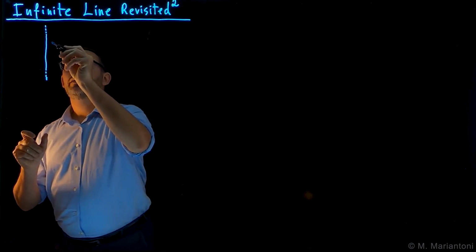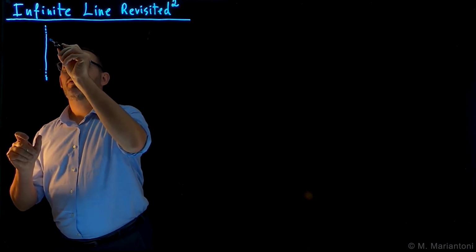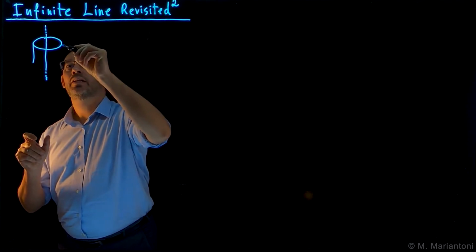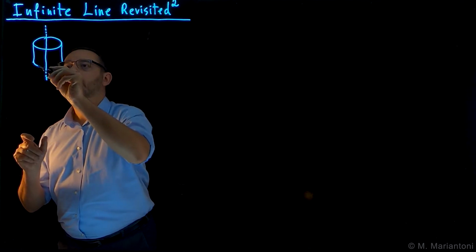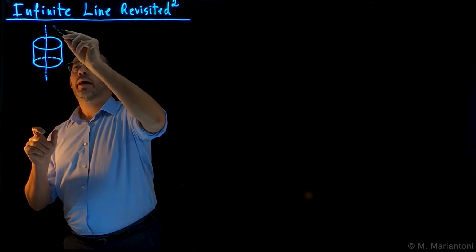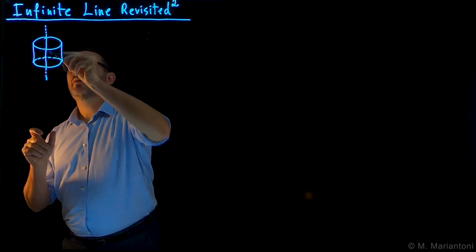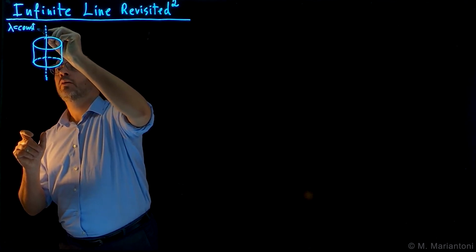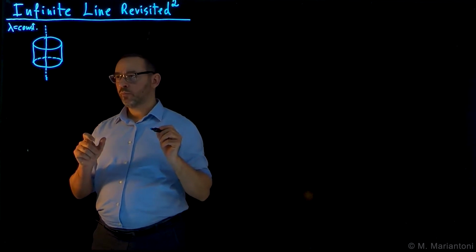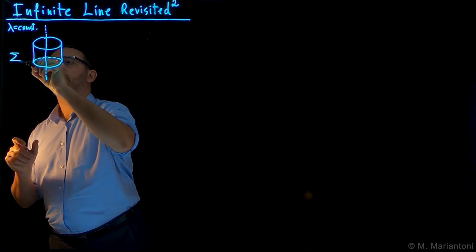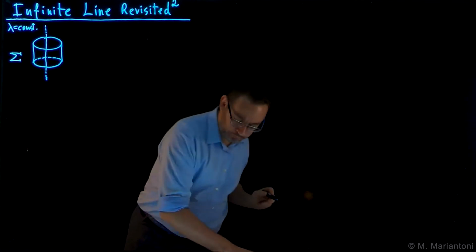I remind you that in a previous video we solved this problem considering a Gaussian surface of this type, a cylinder, which we called capital sigma, which had a central axis, the line itself, which again is characterized by a constant linear density lambda. This was our Gaussian surface.